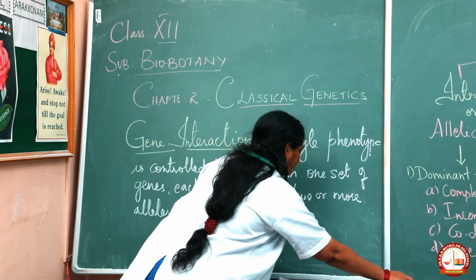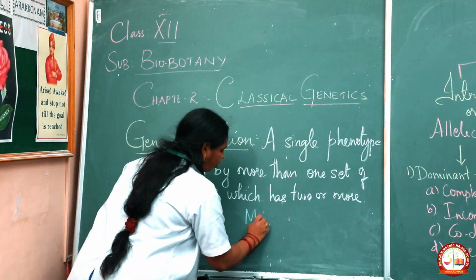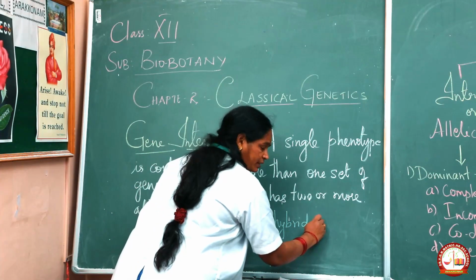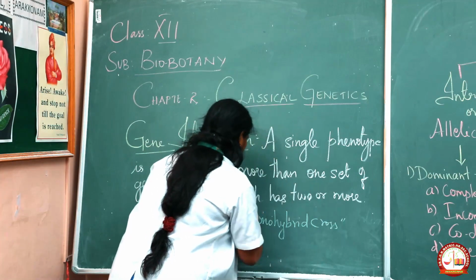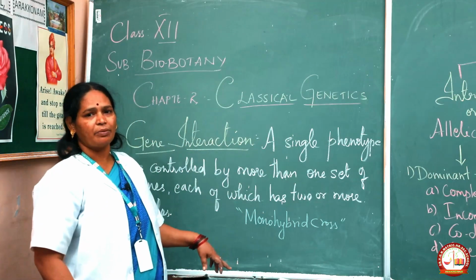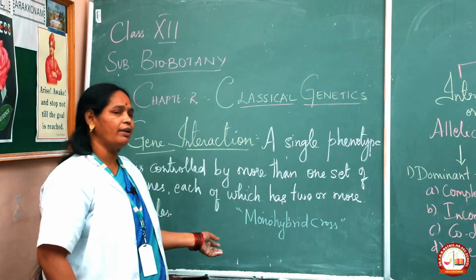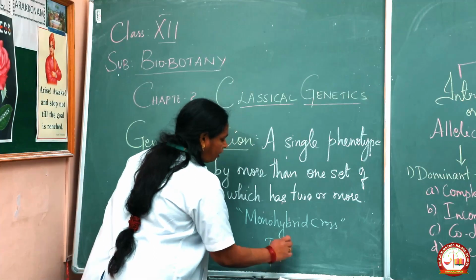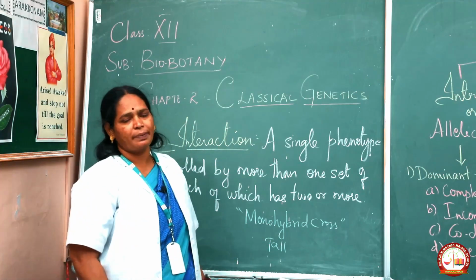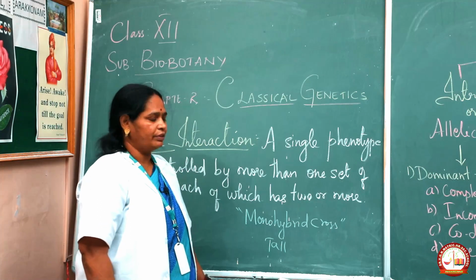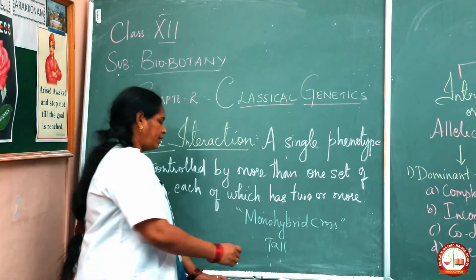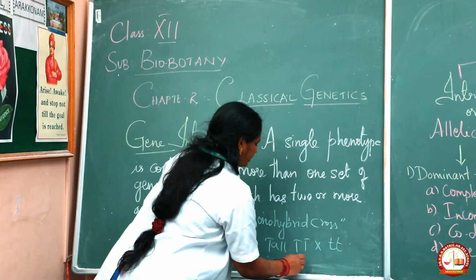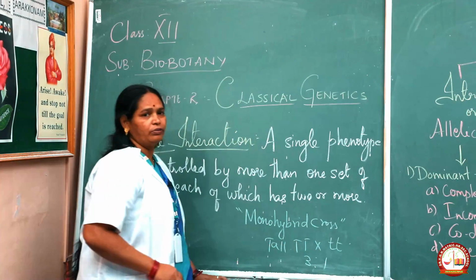Before going into the topic, we have to know about the monohybrid cross, as we learned in the 10th standard syllabus. What is a monohybrid cross? Two characters are involved and crossed, and we get the F1 hybrid as what? Tall. One homozygous tall pair, TT, is crossed with the dwarf, small t, small t. Thus we got the ratio 3:1.